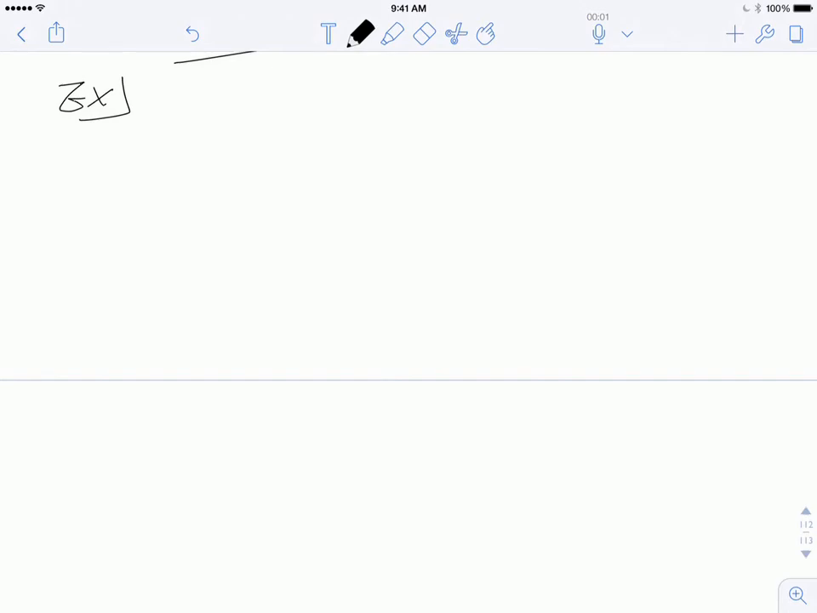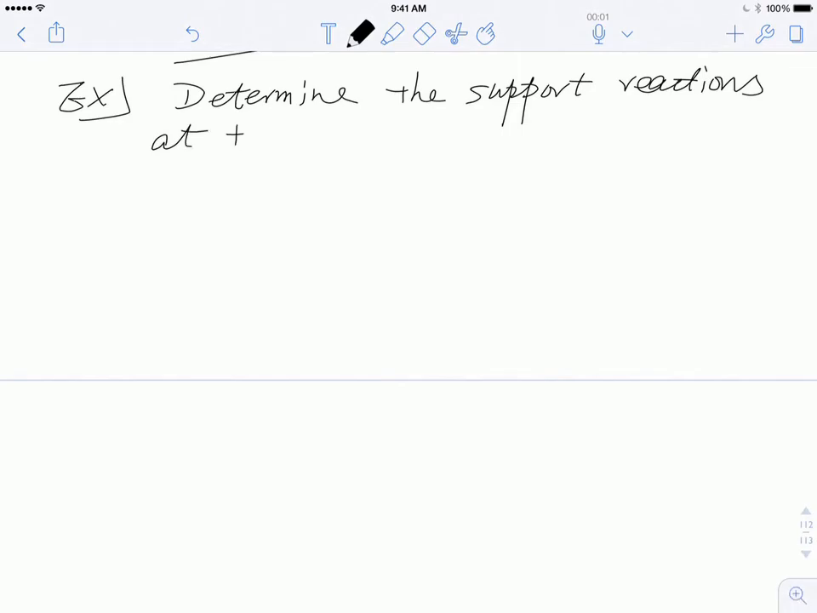Example 1 is very simple and similar to what we learned. Let me write it. Determine the support reactions at the rigid support A and C. The 2 rigid supporting points, in other words, A and C.